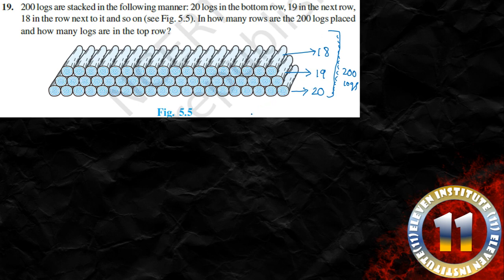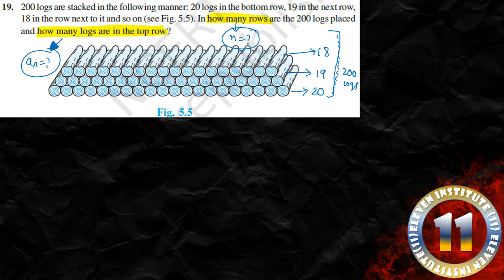So we have to find two things in this question as advised over here. How many rows are there and how many logs are in the top row? Right, so what do we mean by them mathematically? We mean by them mathematically how many rows means they are telling us to find the value of n, and how many logs are there in the top row, it means they are telling us to find the value of last term, that is an.